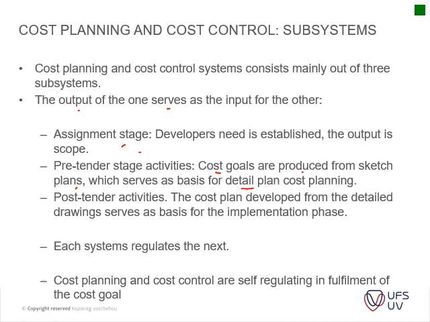Obviously, it's the same with your design. You've got your concept designs or sketch plans, which later is developed into your actual detailed plan. And then you have your post-tender activities, which is your cost plan development for detailed drawing that serves as an implementation for the next phase or the new project or so. Each system regulates the next. Okay, we've touched on that. And then the cost planning and cost control are self-regulating in fulfillment of the cost goal. So it's basically a bit of a repetition of what I've said earlier on already.